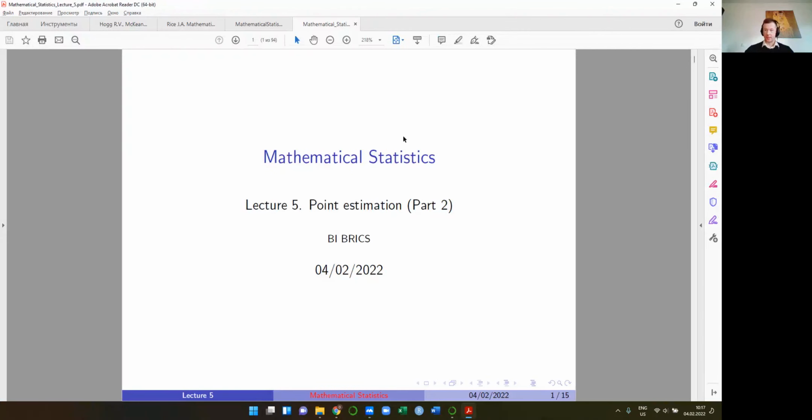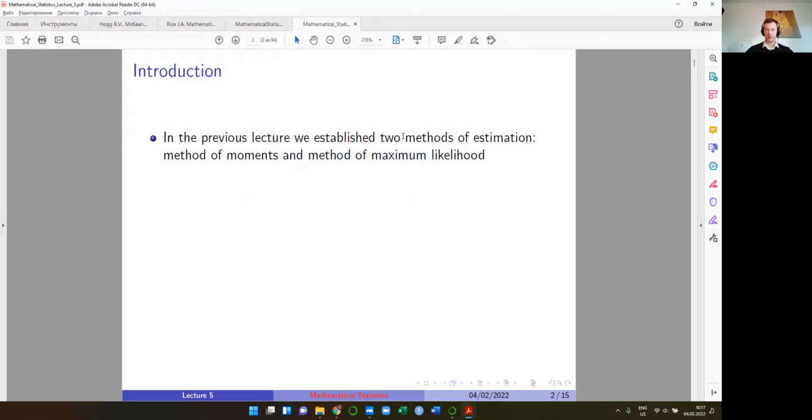We continue our discussion of how we build the proper rules to estimate the unknown parameters. Yesterday we established two methods: method of moments and method of maximum likelihood. As I said, method of moments is the oldest method, quite a simple approach. On the other hand, method of maximum likelihood is more versatile. It has more applications in statistics and econometrics, and we are going to see this method many times throughout this course.